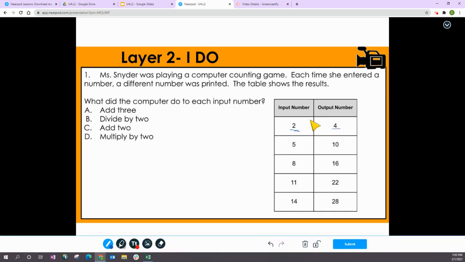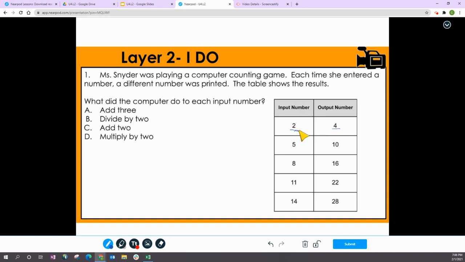I am looking at the relationship between the input and the output. And I know that there is actually a rule that every single one of my inputs and outputs follow. I need to find this rule, and I'm going to go through a few steps to do that. The first thing I'm going to do is ask myself, am I increasing or decreasing when I go from the input table to the output table?